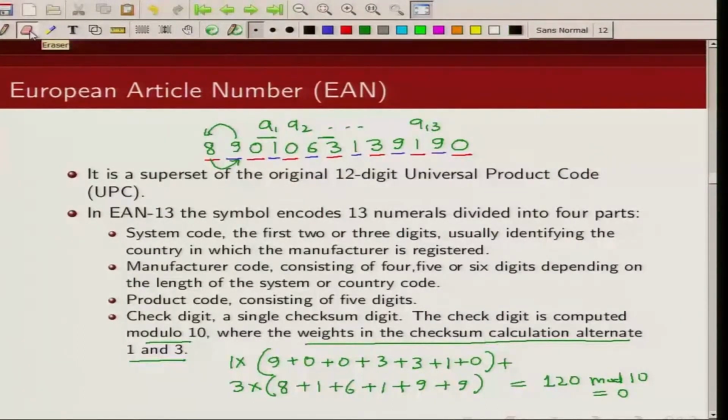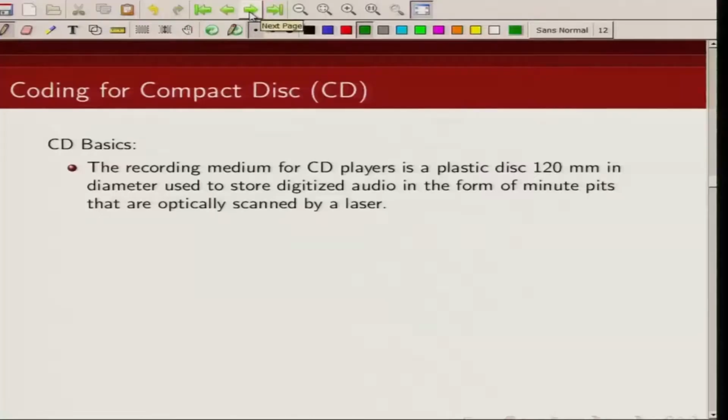Earlier it was 9 times 3, 27, now it is 24, 3 less, and there is 1 more, so now 2 less. So this would have become 118, and this is not 0 modulo 10. So you can see this code can detect transposition errors, and these are the most common errors which happen when you are trying to read these barcodes. Okay. Now let us move to some other applications.